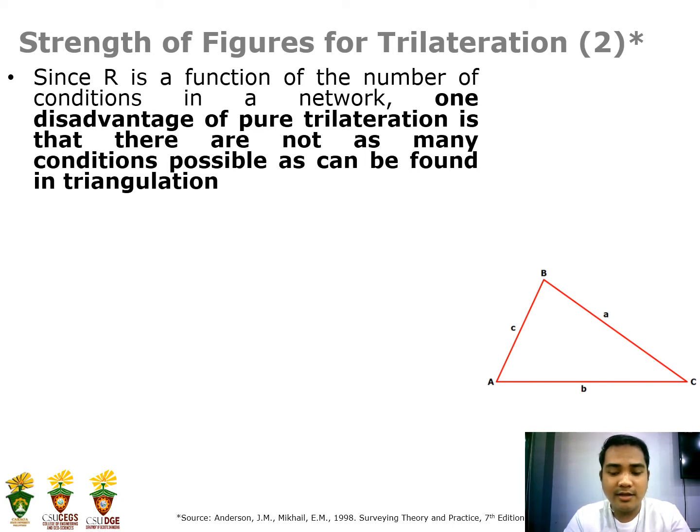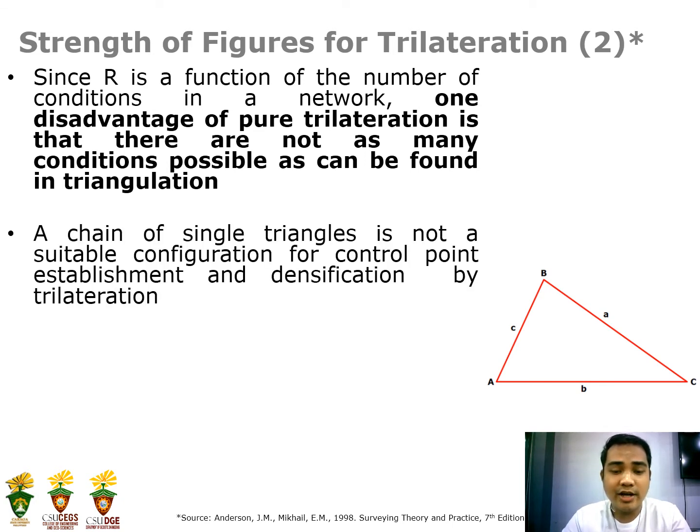Disadvantage kumbaga no. And a chain of single triangles is not a suitable configuration for control point establishment and densification by trilateration. Again, chain of single triangles is dili siya suitable no for establishment and densification of control points using trilateration. So dili siya suitable si chain of single triangles.